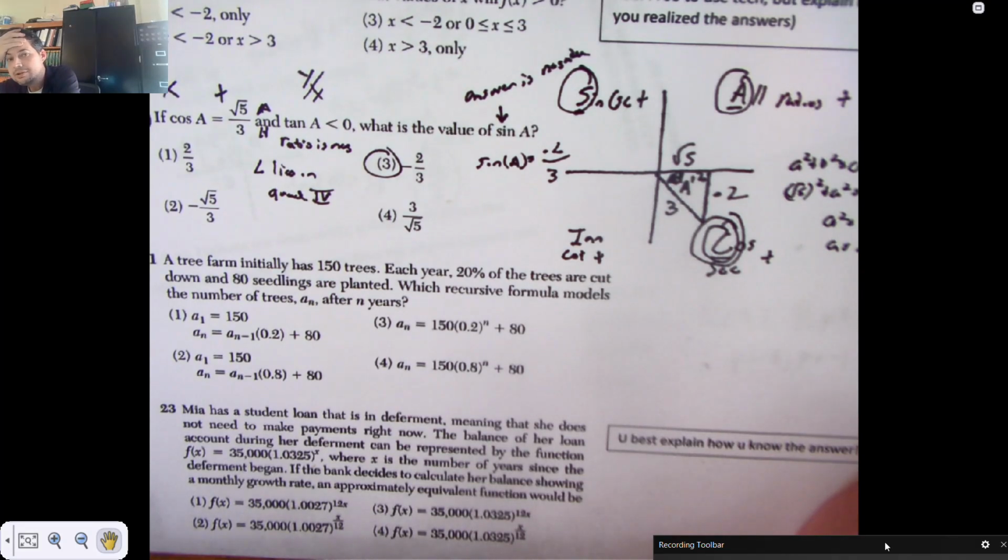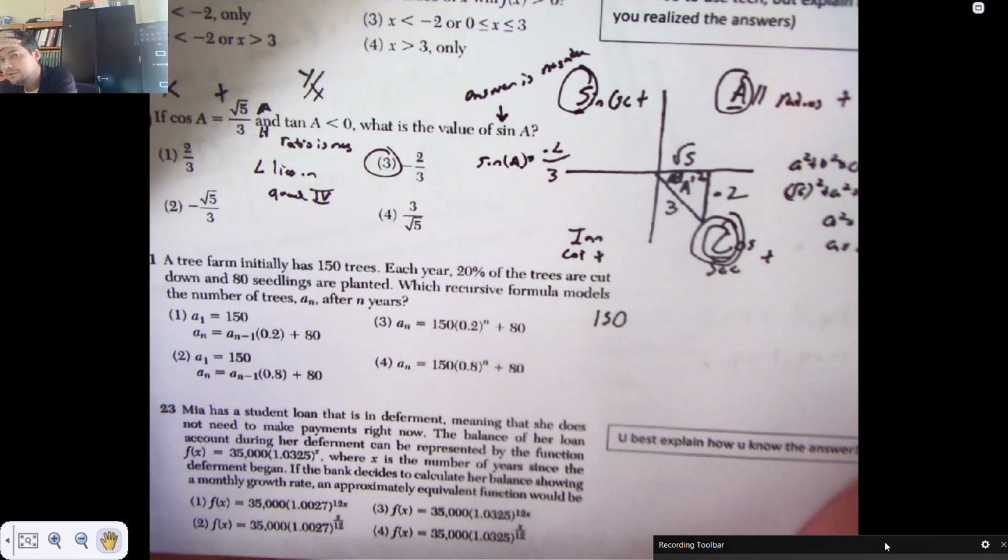I'm also willing to do number 21 for you. A tree farm initially has 150 trees. Each year, 20% of the trees are cut down and 80 are planted. Which recursive formula models the number of trees A sub n after n years? So I'm going to kind of write this out a little bit.